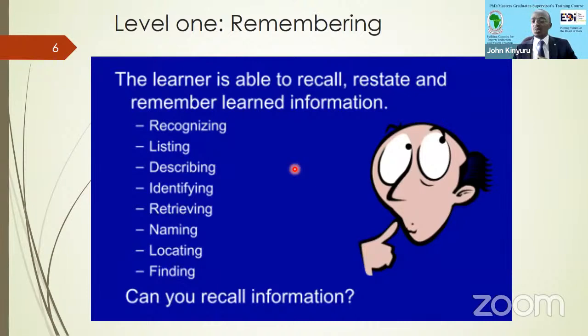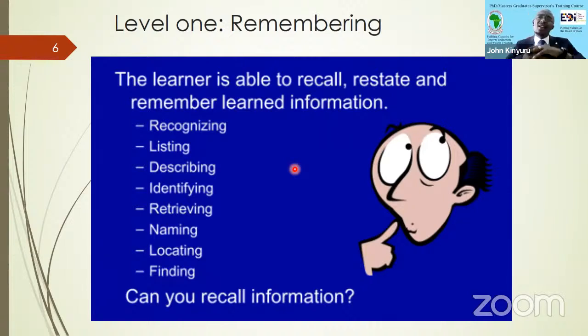So remembering is what we talked of. You want the learner to recall, to restate, to remember learned information. If there is a student who is enrolling for a master's or a PhD in nutrition, for example, you want them to understand the basic concepts of nutrition. Do they know what a nutritional assessment is? Do they know anthropometric measures? Do they know all those basic things? So basically here you want to assess the student at the very early level to see if they understand.